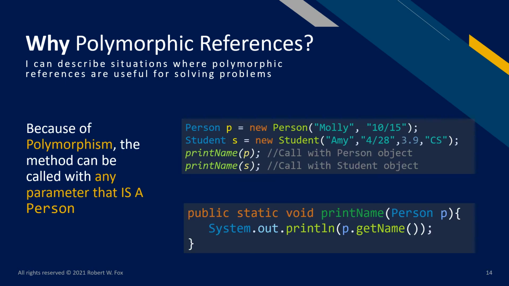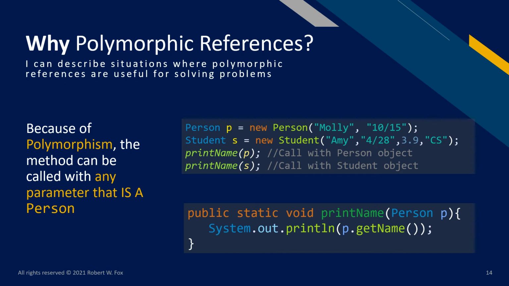Typically, when I want to call a method, I have to match the parameters it's asking for. For example, if the method requires an int parameter, I have to send an int. If the method requires a string parameter, I have to send a string. And this method, printName, requires a person. So the first time I call printName, everything makes sense, right? I say printName of P, and if we look, P is indeed a person object, and everything works.